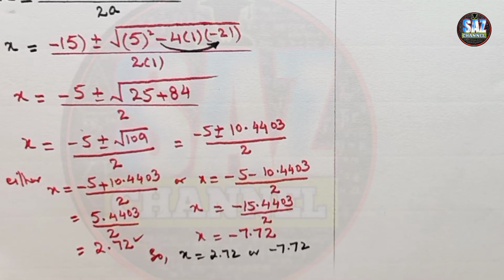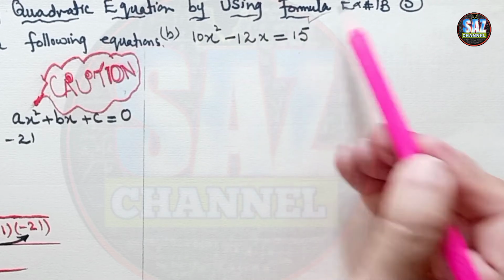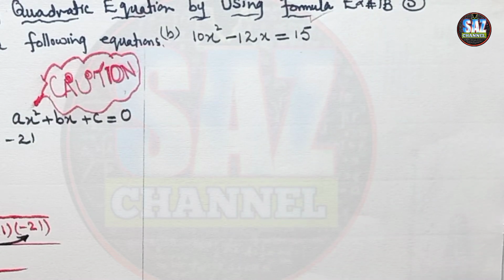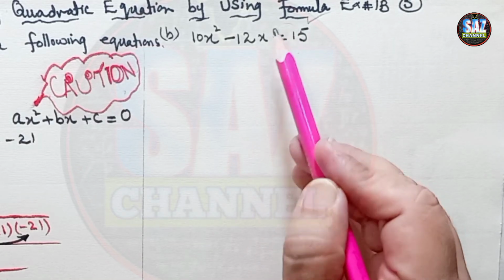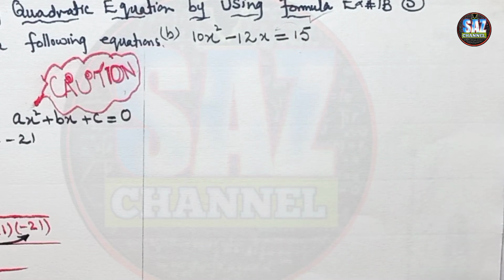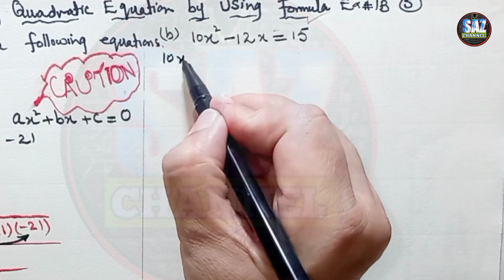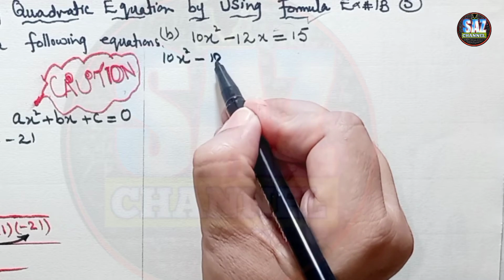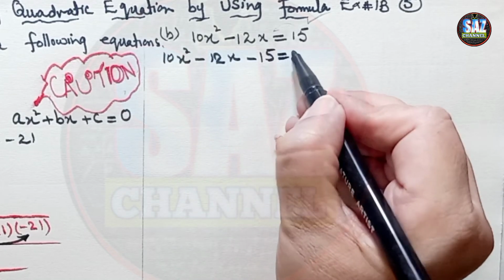And let's quickly move to the next part. The next part says that the equation is 10x square minus 21x equals 15. Again, the equation is not in standard form. So first of all, shift 15 to the other side by changing the sign, and the equation will take the form 10x square minus 12x minus 15 equals 0.